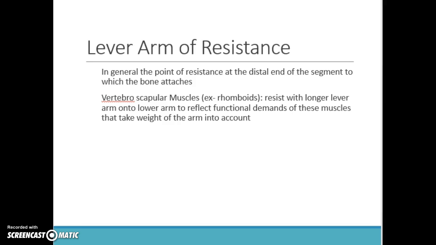For vertebroscapular muscles, such as the rhomboids, you resist with the long lever arm on the lower arm to reflect functional demands of these muscles that take weight of the arm into account. If there's knee instability, always resist above the knee and give a maximum grade of 4. For someone with transfemoral amputation, the maximum grade of 4 can only be given to the patient due to loss of weight of the leg.